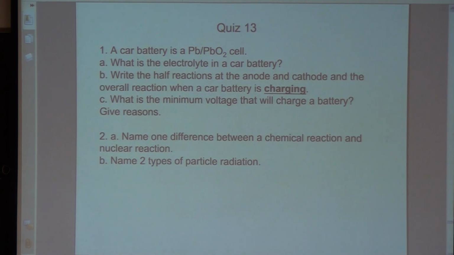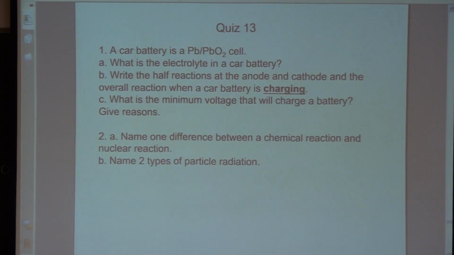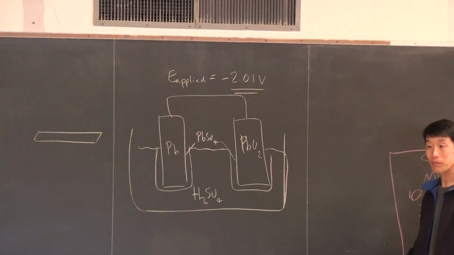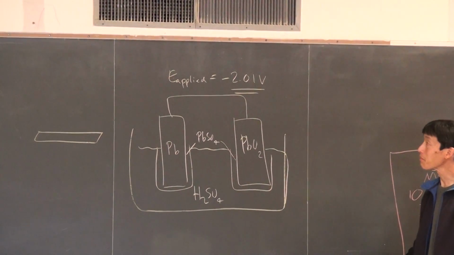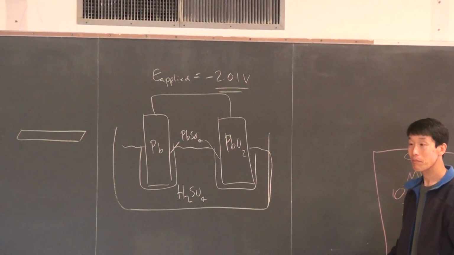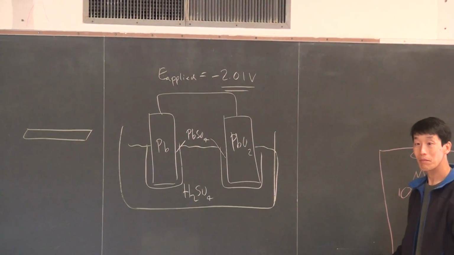If we want to charge the entire battery, how many volts do we need? 12. Yeah, we need 12 volts, because there are 6 cells in series in the car battery. How should you get the 2.01?